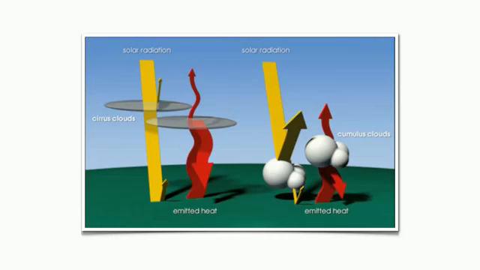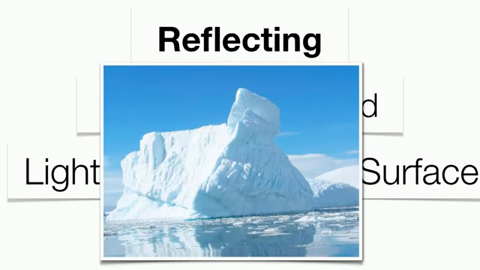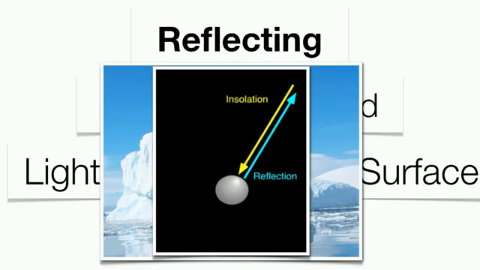But there are some other ways in which the sun's energy never actually reaches the surface of the Earth. First off, we'll start with reflecting. This just means that energy can be redirected into another direction. Usually this is going to happen with really light, shiny, smooth surfaces, much like freshly fallen snow or perfectly smooth water. So what's going to happen here is energy comes in but gets reflected right back in the direction which it came from.